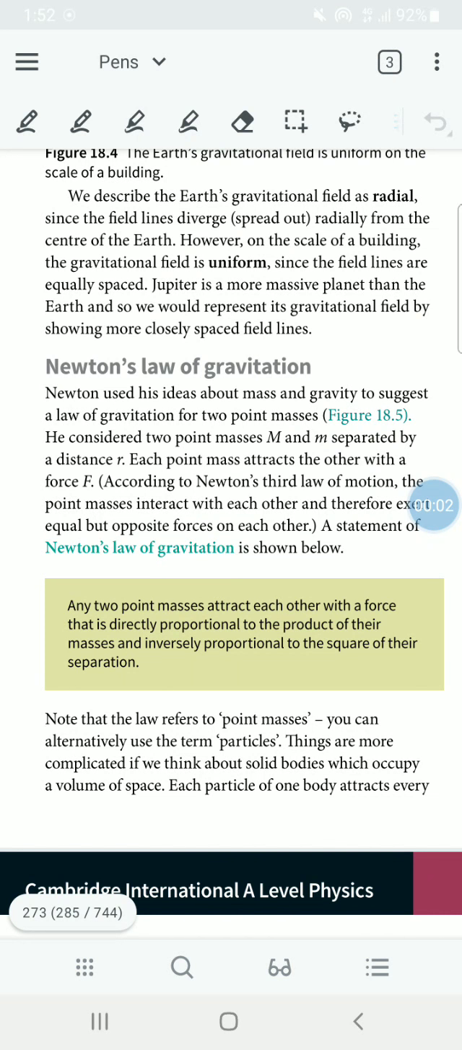Physics chapter 18 theory 2. Newton's law of gravitation.